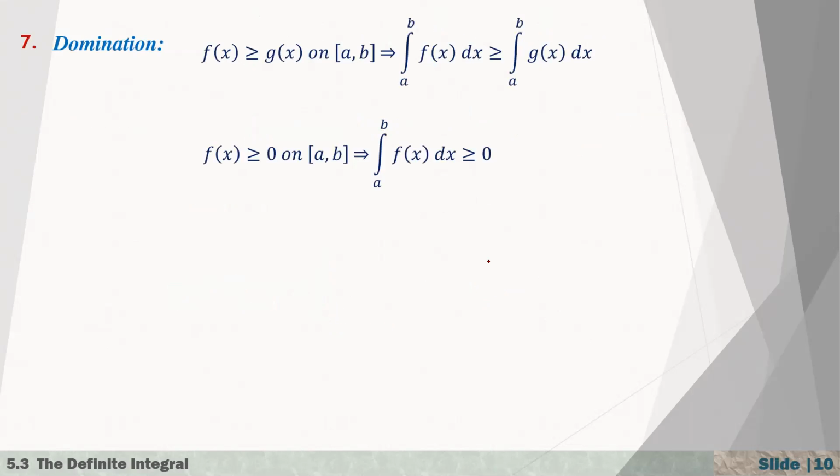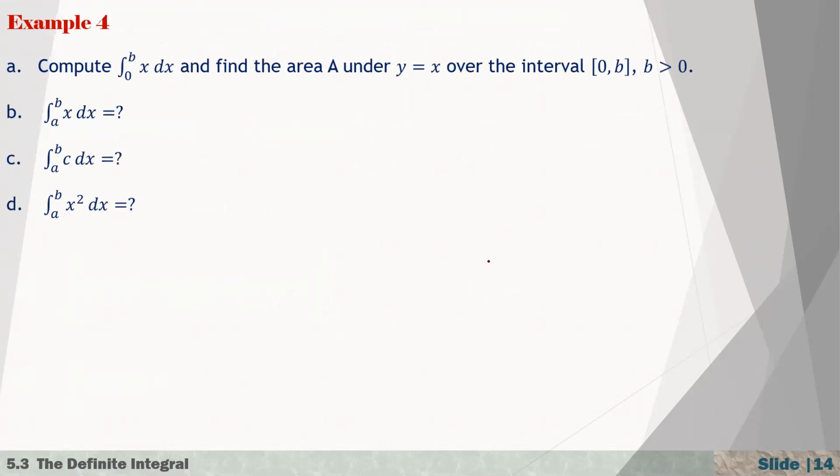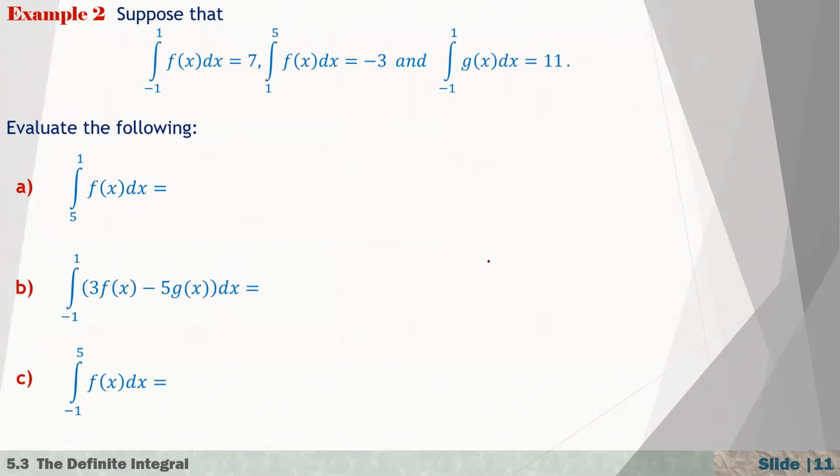Okay, and the dominance property, we have also one more property. If f is greater than or equal to g on [a, b], then its integral over that interval must be greater than or equal to the integral of the function g. Anyway, guys, here we have some examples. That's the last example. I will stop here and we will talk about more next week. Okay, that is the last example.